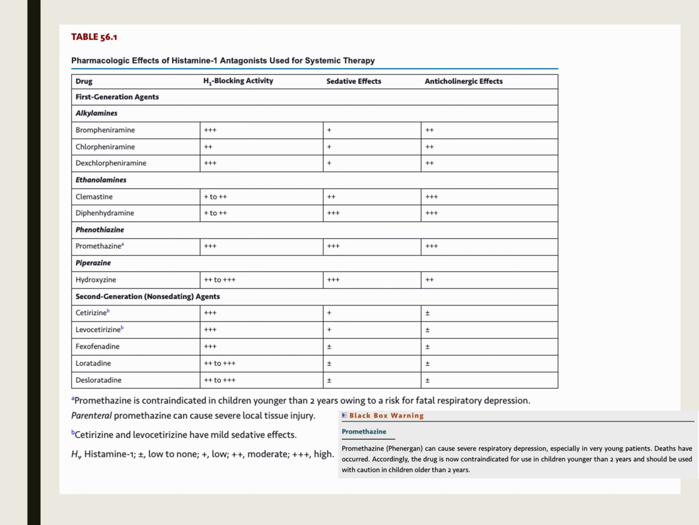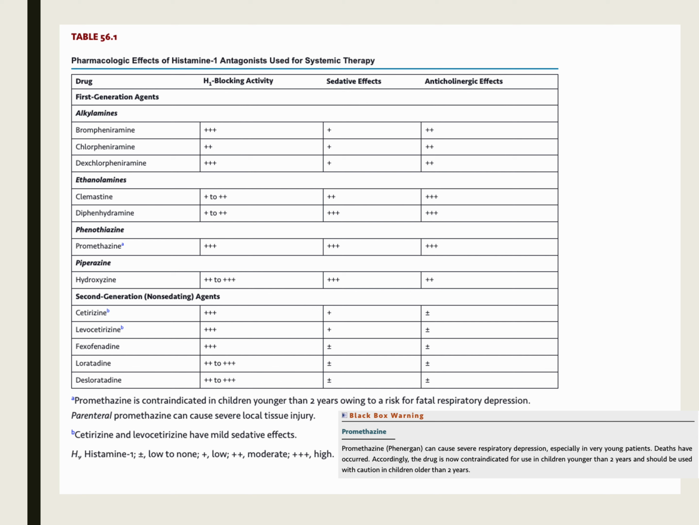Note though that if you are selecting a drug here and you've tried another first generation agent, specifically here the alkylamines, which may have less sedative effect and less anticholinergic effect, if you are still experiencing that with your patient, you're going to move now to a second generation agent, which are all non sedative, and they have low to none anticholinergic effects.